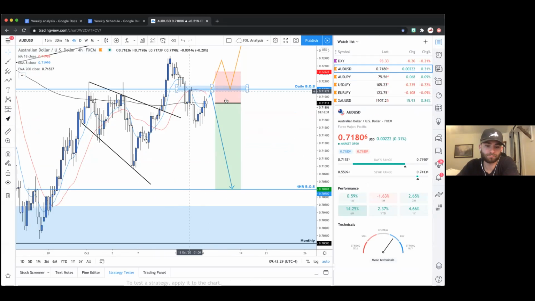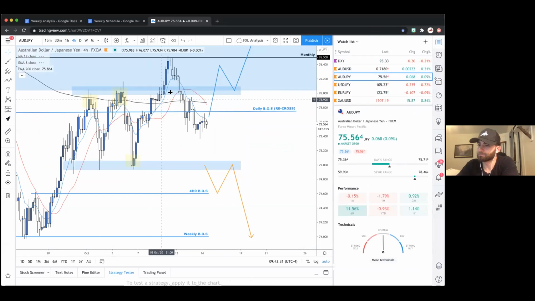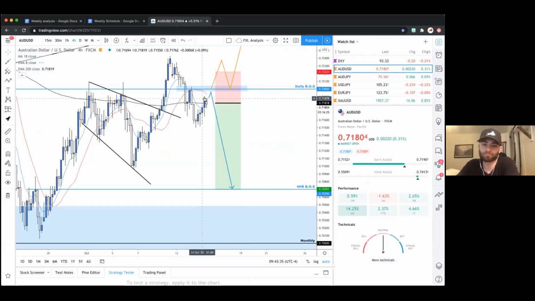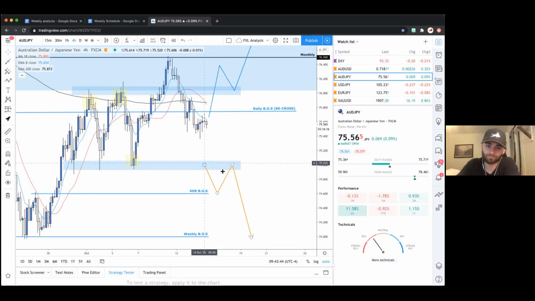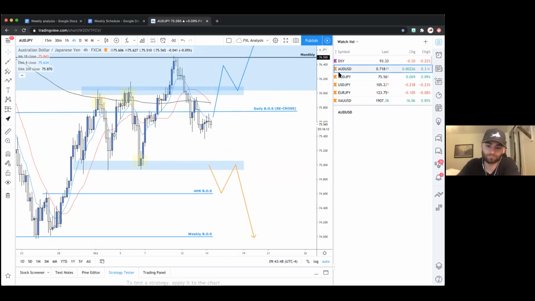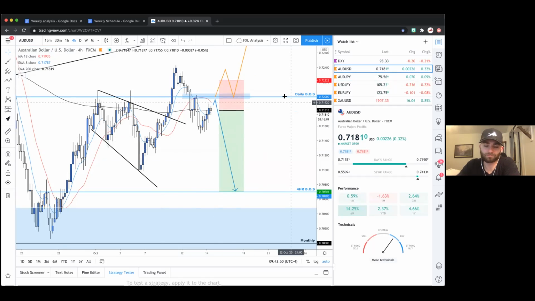It broke back below a significant zone. Broke back below, started getting some lower highs. Lower highs here, lower highs here. Could see some sort of last ditch effort to the upside, and then a full push down to the bottom of this range. We'll see. AU definitely looks better than AJ. Keep an eye on this one first.